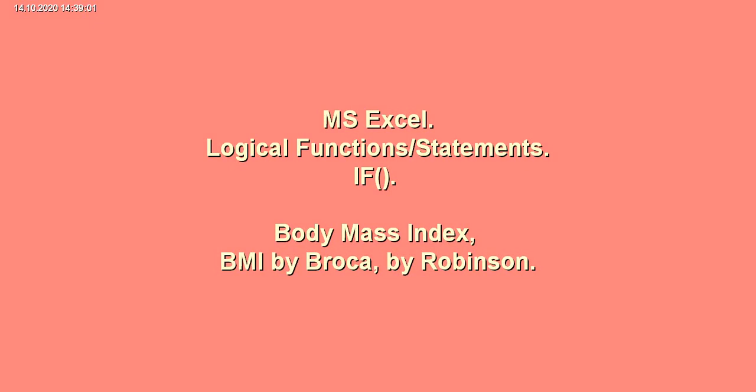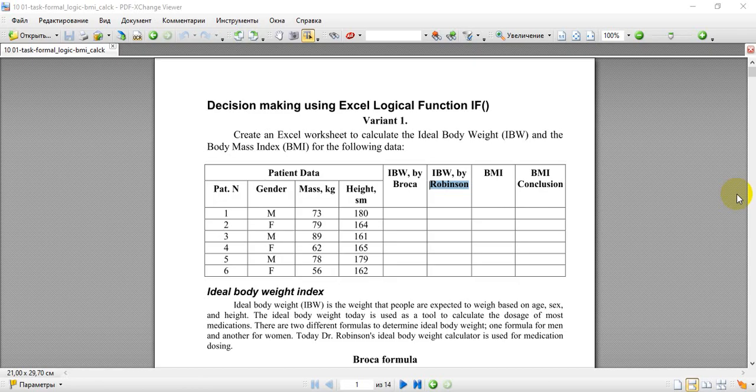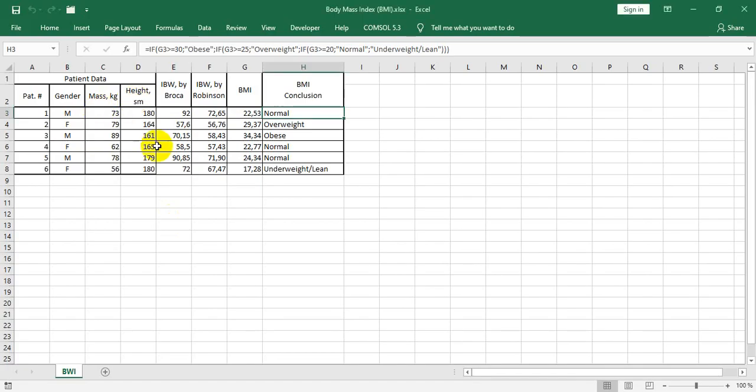Welcome back. Today we're talking about logical statements in Microsoft Excel application and also about calculation of body mass index in Microsoft Excel application. So, for example, we have a table like this. And we have some parameters for each person, for each record we have. For example, we have information about gender, mass, height, and so on.